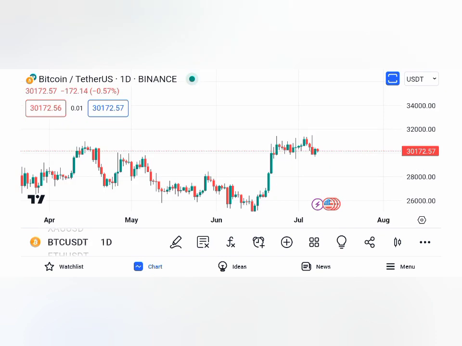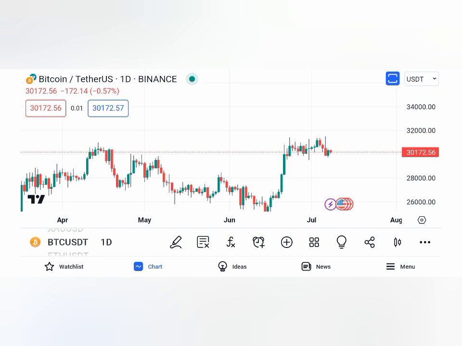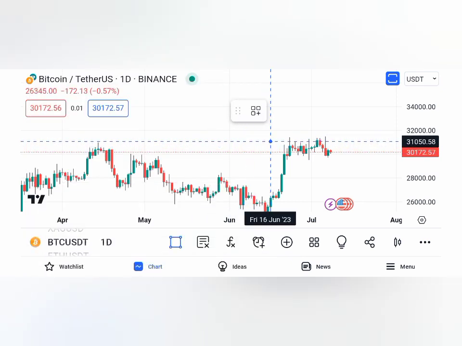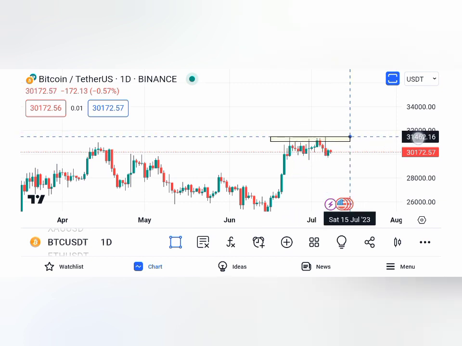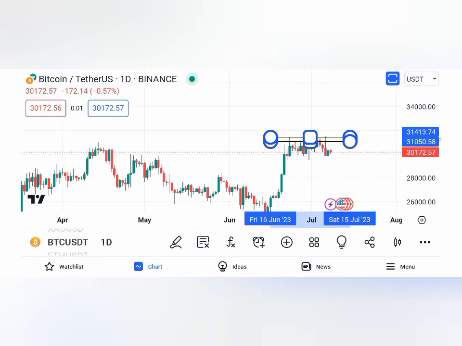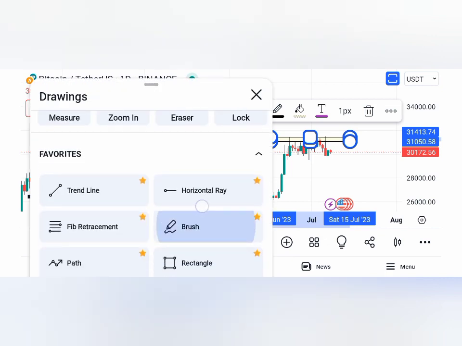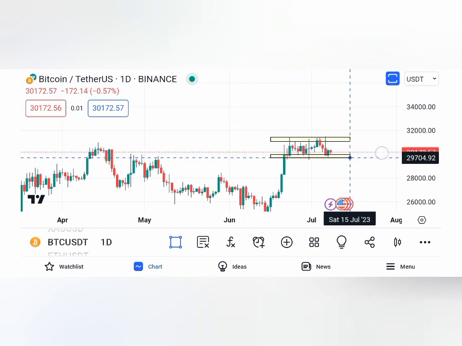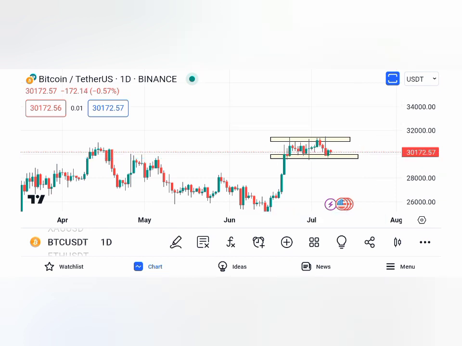So now our last pair we'll be looking at is Bitcoin. We are going to analyze Bitcoin. Now, if you study the recent price action on Bitcoin, you can see that Bitcoin is ranging. You can see Bitcoin within this zone here and this zone. So Bitcoin is ranging within this zone. On Bitcoin also, I'll be waiting for a breakout to see the next move.